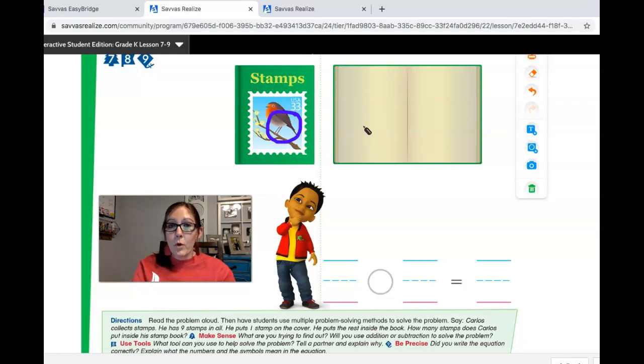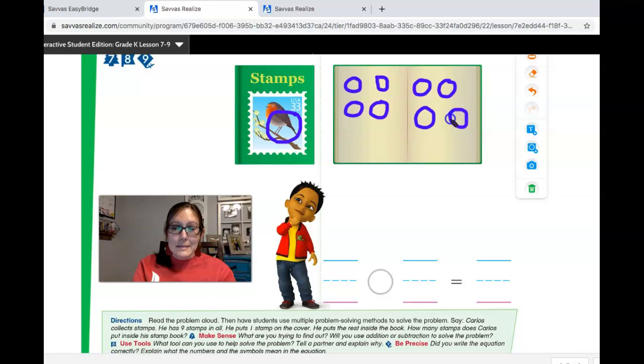Let's count on from 1. 1, 2, 3, 4, 5, 6, 7, 8, 9. There are 9 stamps in all. Let's count to make sure. 1, 2, 3, 4, 5, 6, 7, 8, 9. That's right. There's 1 on the front. How many on the inside? Go ahead and count them and see what you get.